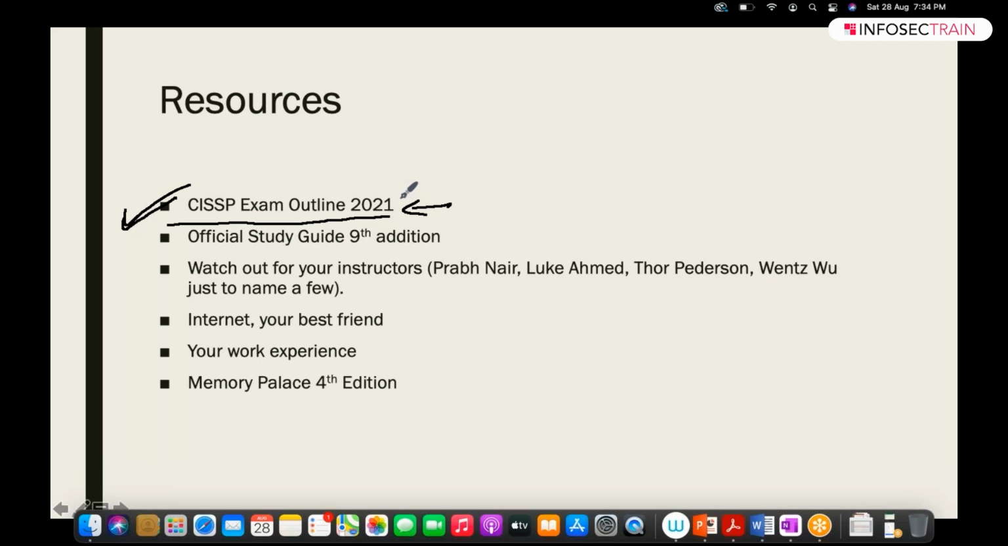Okay, so pick up the topic, try to map it with any of the resources that you have already purchased, and try to learn from it.